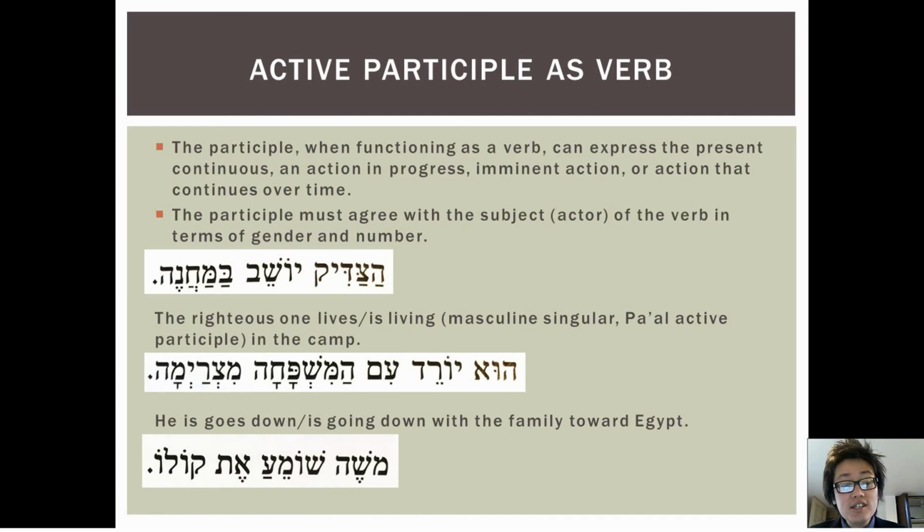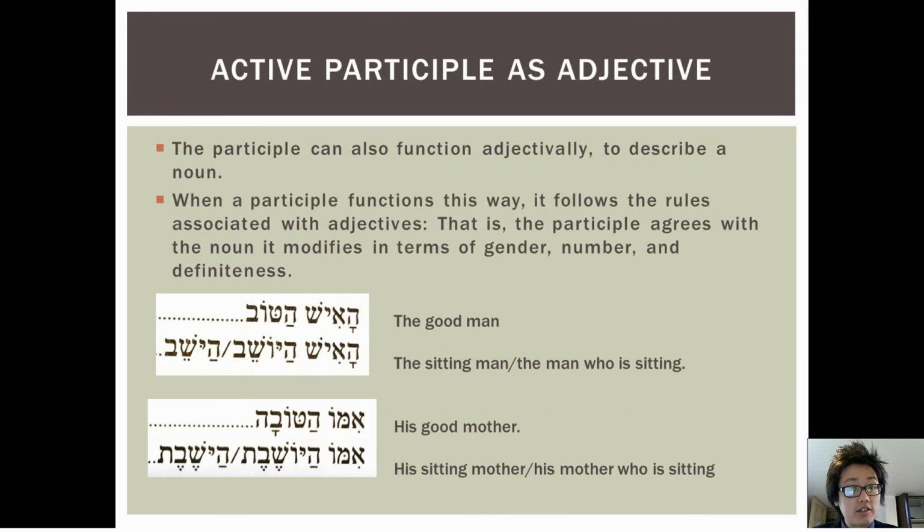And so Moses hears what? His voice. Maybe he hears the voice of God. Moses hears or is hearing, as just one alternative translation. Moses hears or is hearing his voice. Moshe shomea et kolo. Let's look at active participles as adjectives.